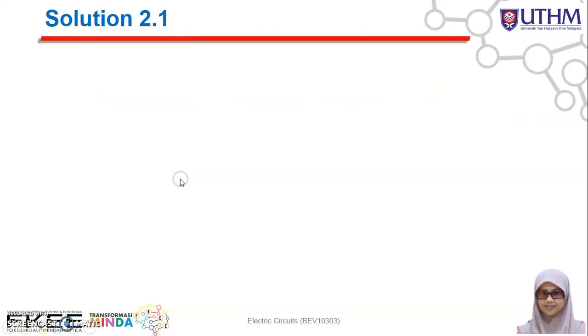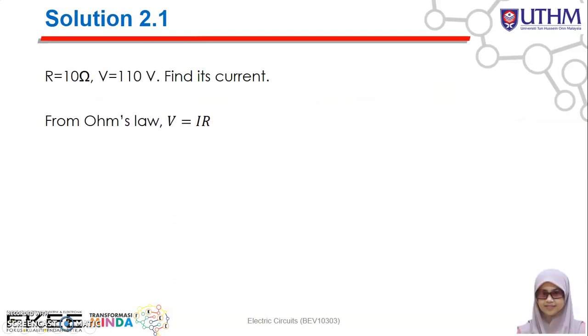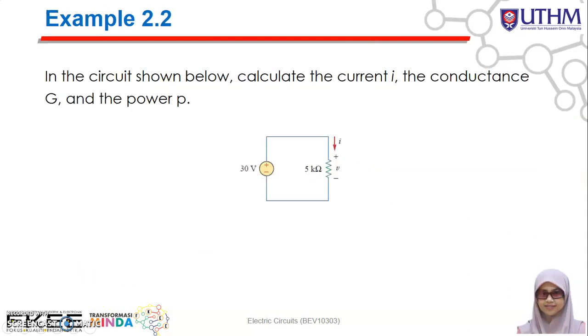So how to solve this? You need to find the value of current. According to Ohm's law, V is equal to IR. You have V and you have the value of R, and now you want to find the value of I. So I is equal to V over R, which is 110 over 10. So lastly, I is equal to 11 ampere. All right.